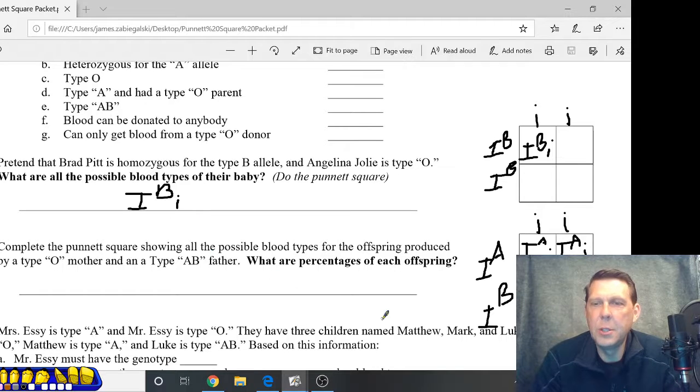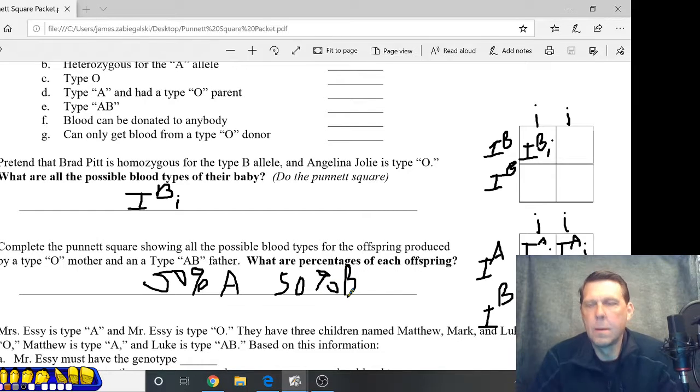So, what are the percentages of each offspring? There is a 50% chance it's going to be type A, and that's heterozygous. And there's a 50% chance it will be type B, and that is also heterozygous. 50% type A, 50% type B. Interesting. Well, there's a few more on here, and these get fun, but I'm going to let them for you to do.